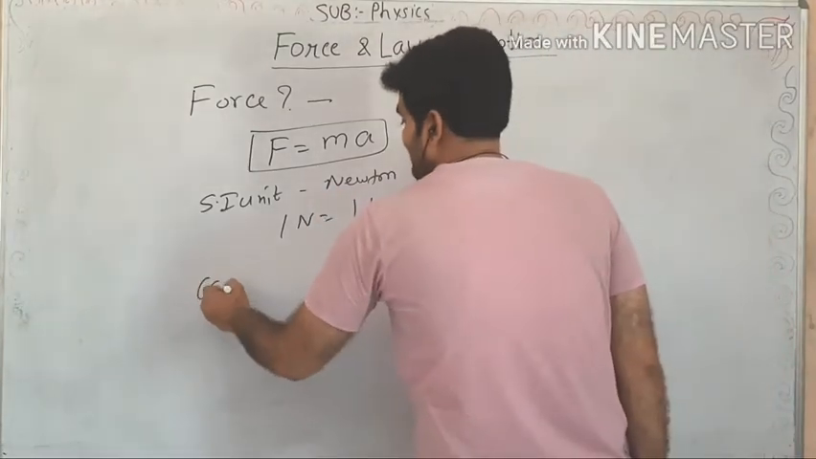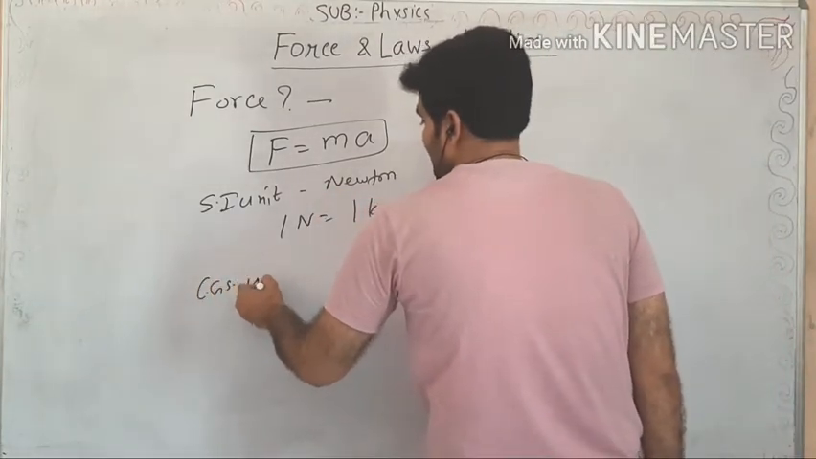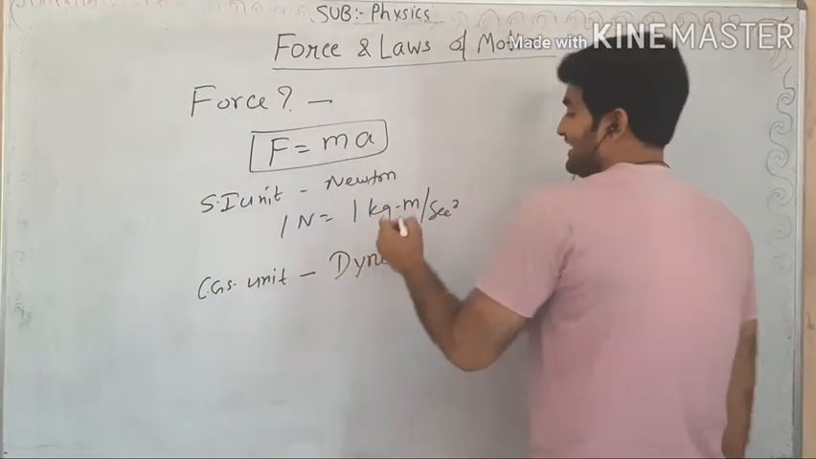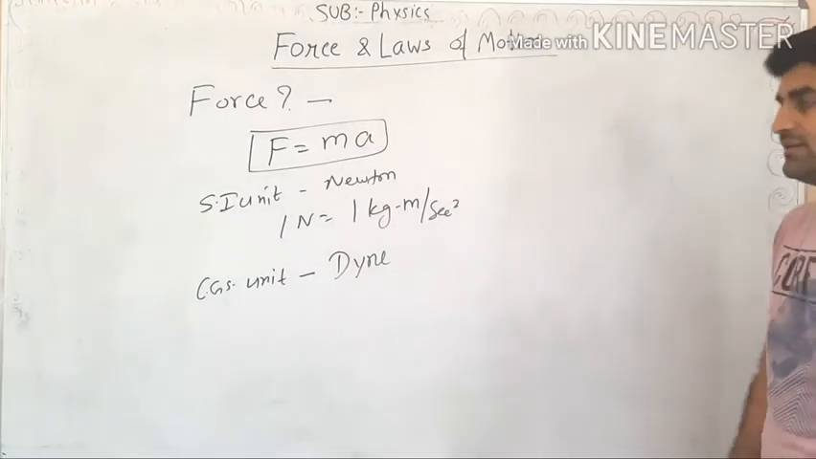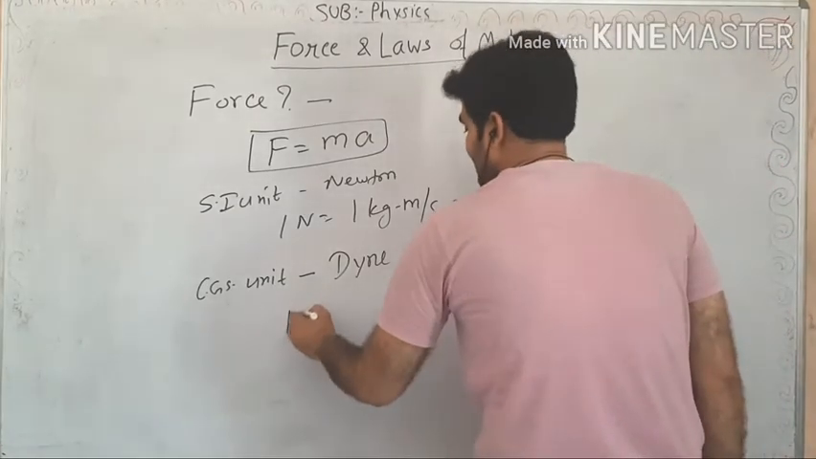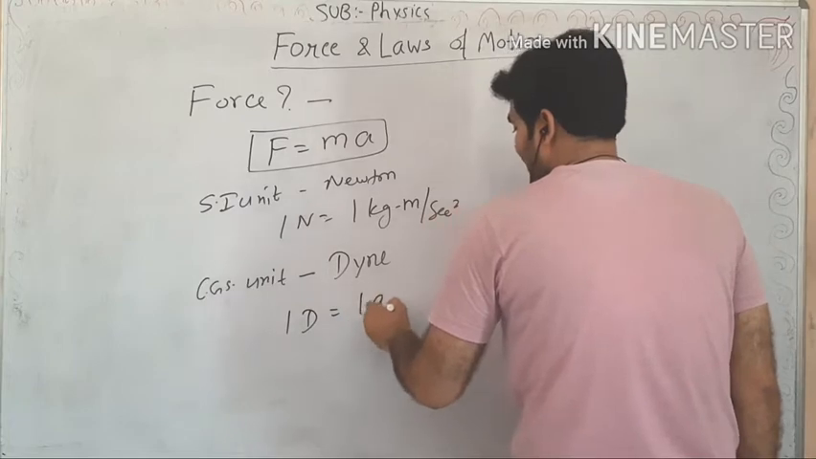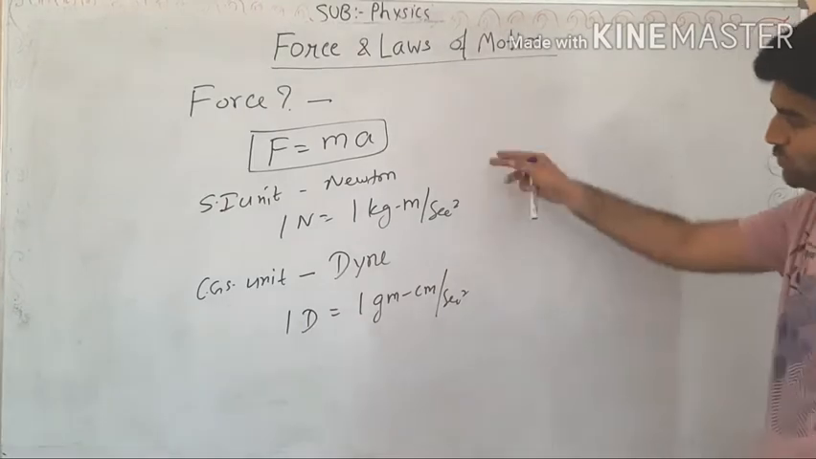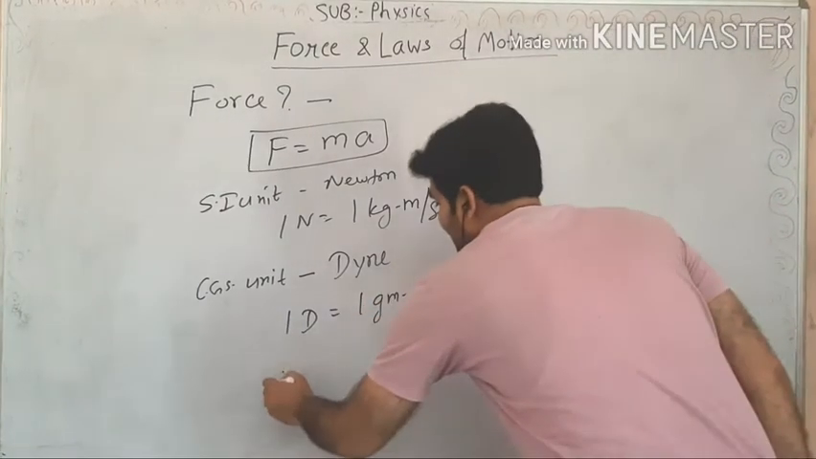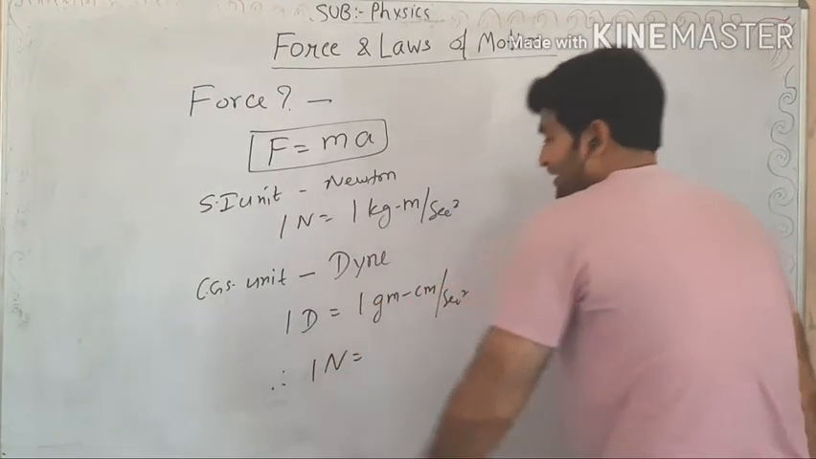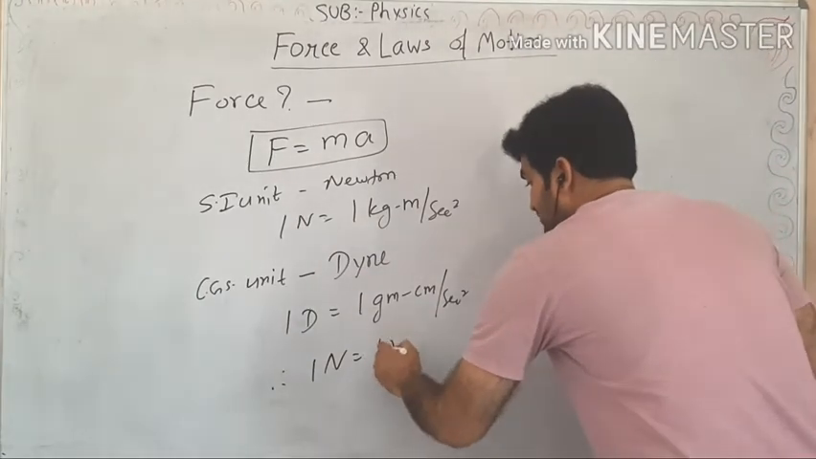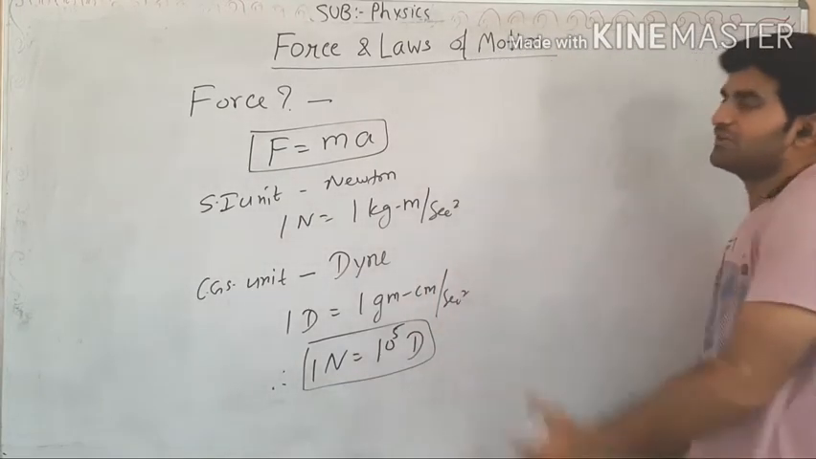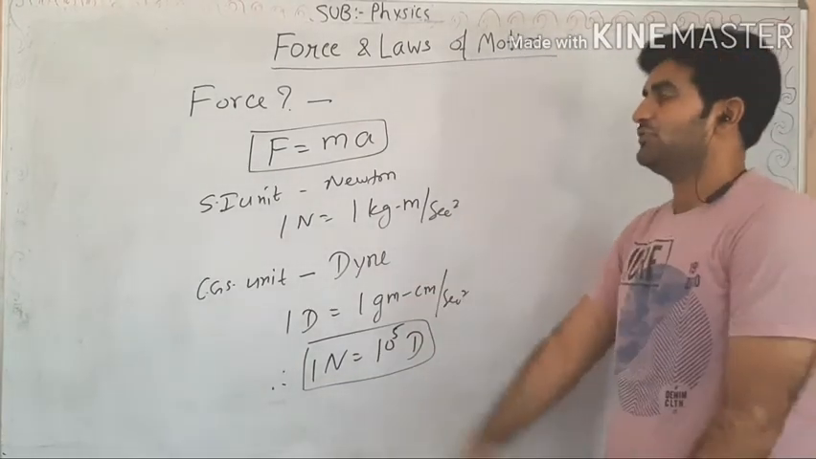When we write the CGS unit of it, centimeter gram second system, the CGS unit of force is dyne, D-Y-N-E, dyne, and 1 dyne can be written as 1 gram centimeter per second square. So we can compare Newton and dyne. So 1 Newton is equal to 10 to the power 5 dyne. So this is the relation between the Newton and dyne, and these are the SI and CGS units of force.